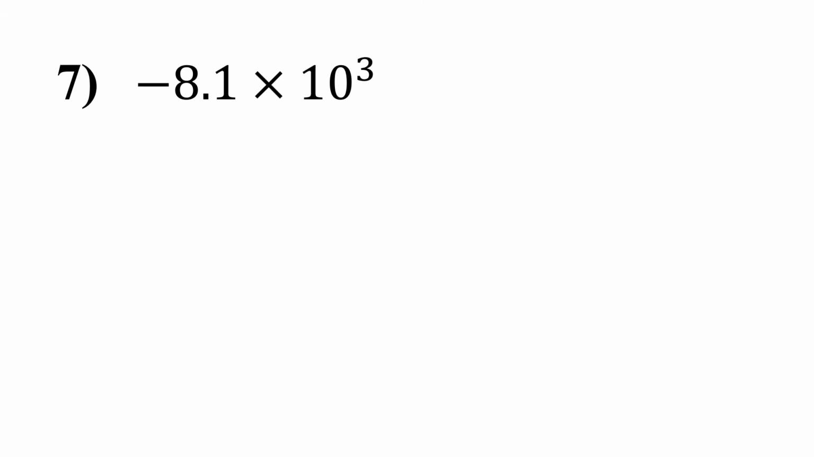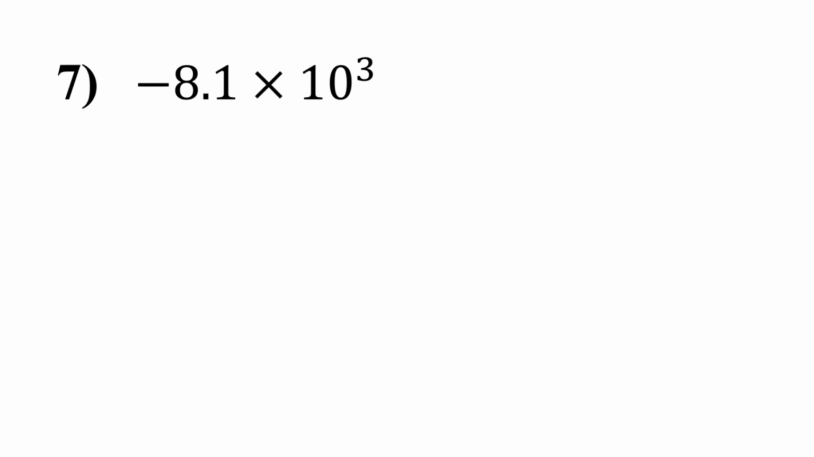What if you have a negative number? How do we write it in standard form? We still follow the same steps. Just ignore the negative sign while moving the decimal point, then put it back at the end. Let me show you exactly how to do that.